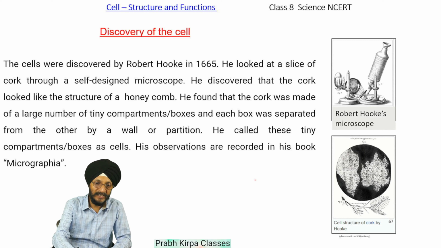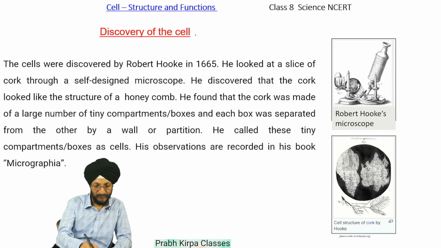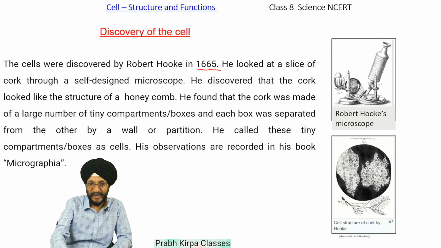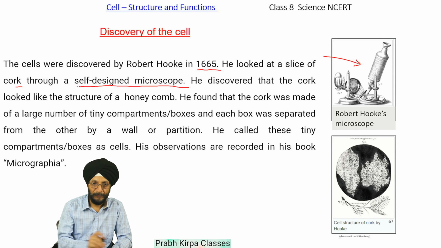First question pertains to discovery of the cell. That is, who discovered cell and how he discovered cell. Answer is, the cells were discovered by Robert Hooke in 1665. He looked at a slice of a cork through a self-designed microscope. Here is the photograph of Robert Hooke's microscope.